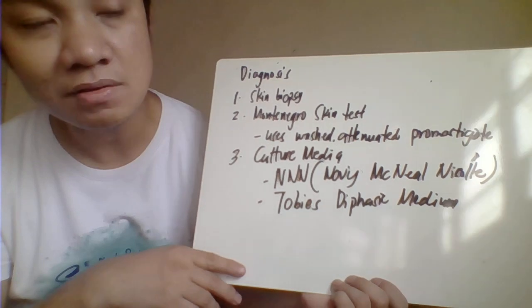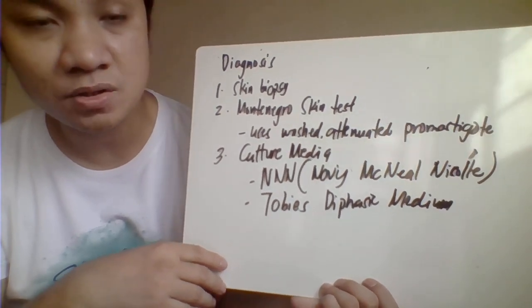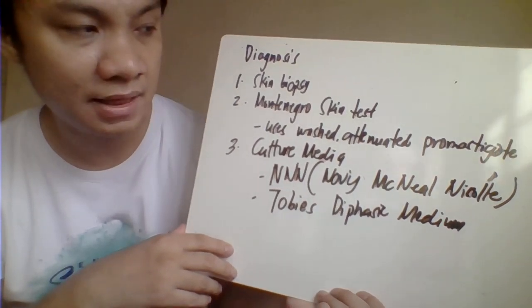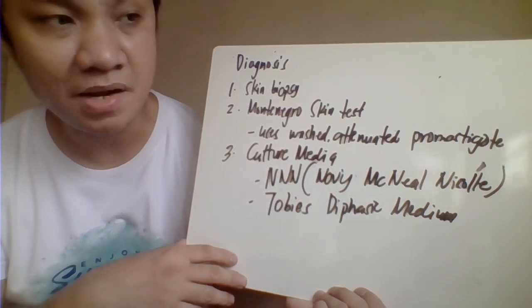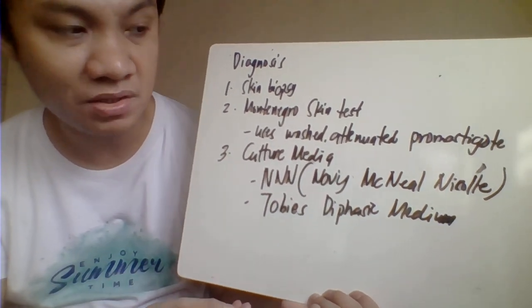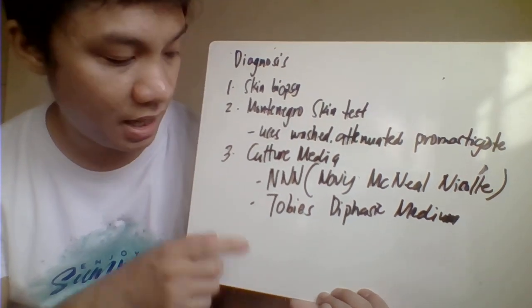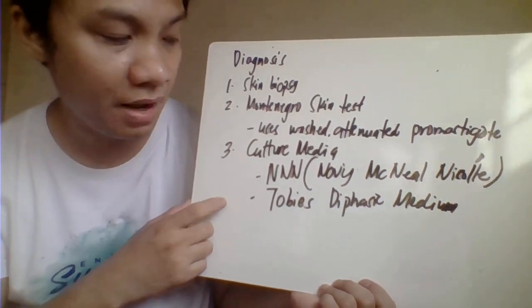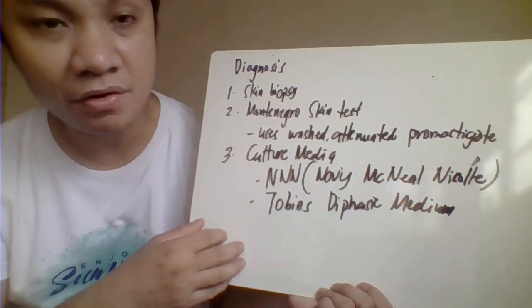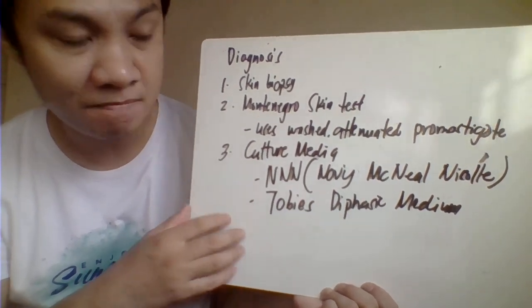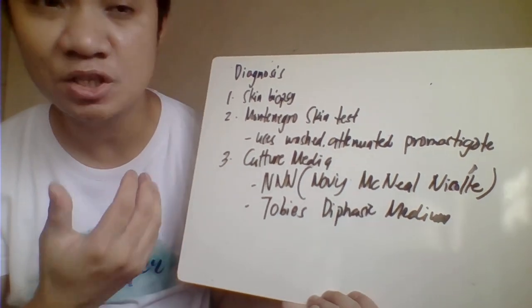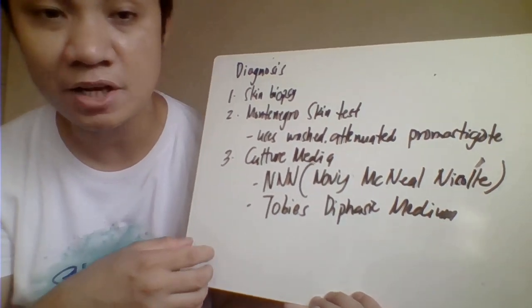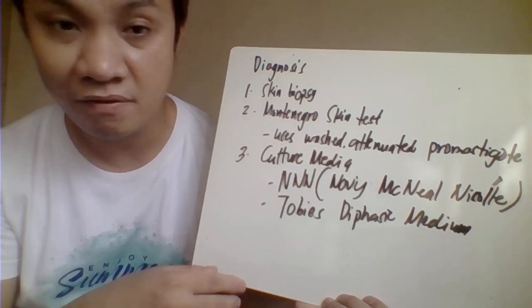So in the Montenegro skin test, we are using here a washed, attenuated promastigote. So a positive result here would be the presence of redness or bill formation. So I mean to say the patient is positive for that. As for culture media, we have NNN, and we also have Tobie's diphasic medium. But this culture media is also still applicable in your Leishmania tropica and even your Leishmania donovani.